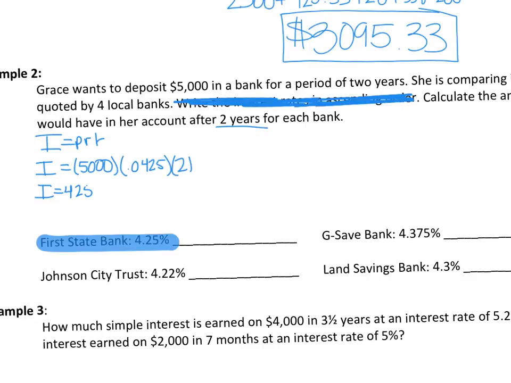Now that's not what they asked. They weren't asking for the interest. They were asking for how much was in the account. So in order to do this, we need to take the $425 and add it to the original part of the account. So we had $5,000 to start. We gained $425 in interest, so we would have $5,425.